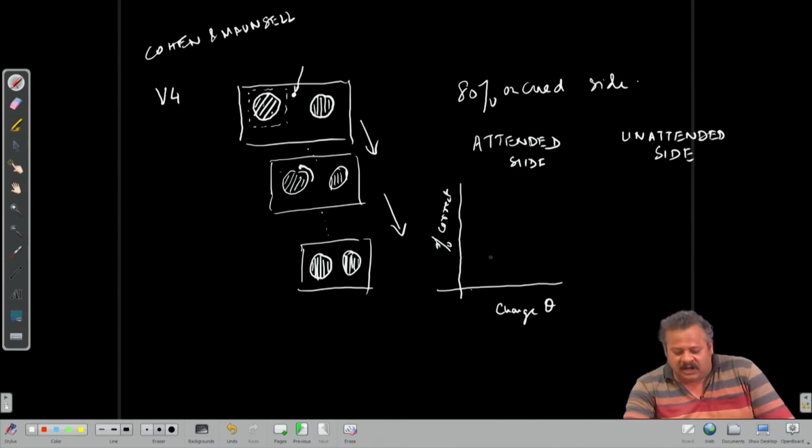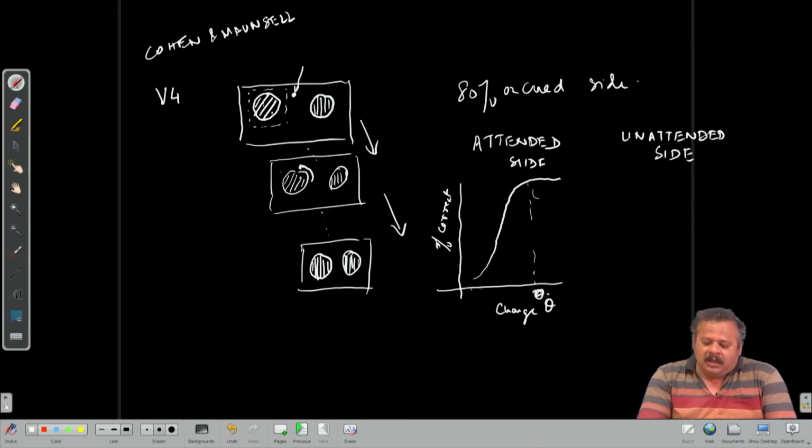And so, it will start from a percentage correct of a very low value, and with increase in orientation change angle, it would go and saturate. And it actually saturates by around just above 11 degrees of orientation or 20 degrees of orientation. Let us say some theta naught, 20 degrees.